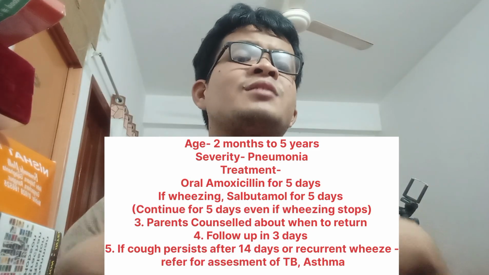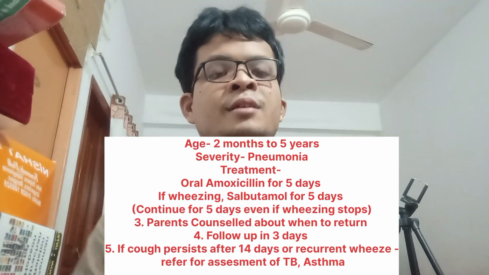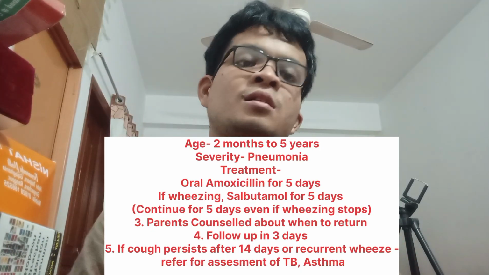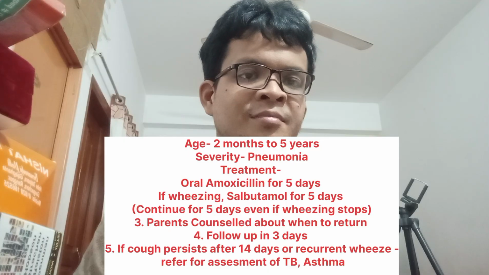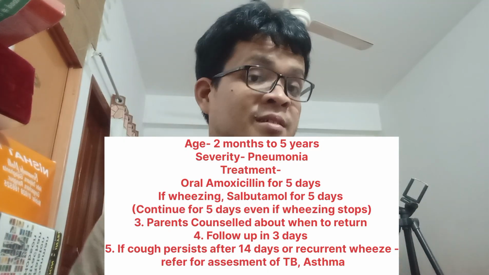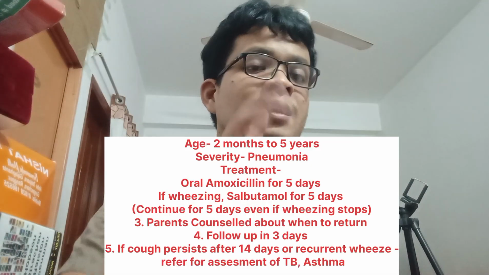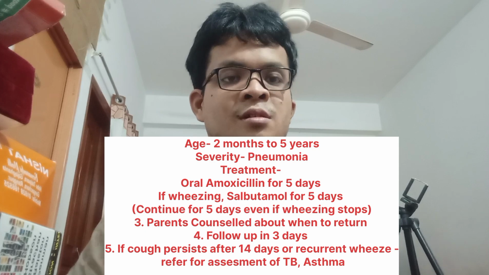Now moving forward to children from 2 months to 5 years. There we will treat according to the severity. If it is only pneumonia, with no severity found, the treatment will be antibiotic therapy: we will use oral amoxicillin for 5 days. And if the child has wheezing, we will use salbutamol for 5 days. In that time, if the wheeze is gone, we will still use salbutamol for the full course.